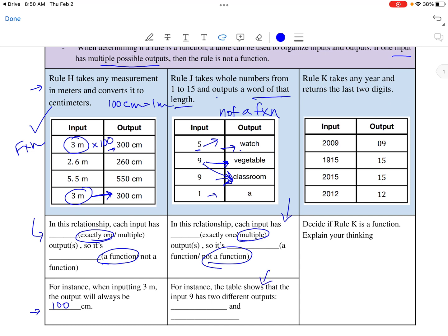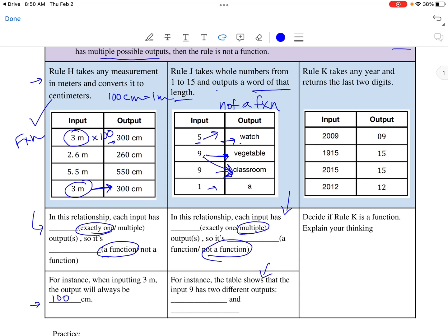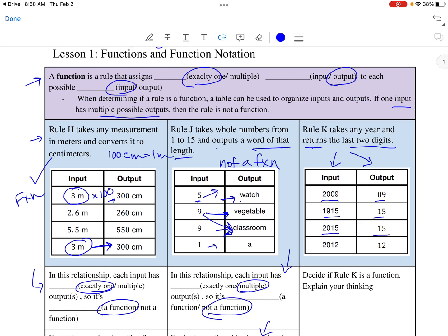And you can fill this out. Rule K takes any year and returns the last 2 digits. So the input is the year in 4 numbers, and the output is the last 2 digits. So put in the year 2009, get out 09. Put in 1915, get out 15. Uh-oh. Put in 2015, also get out 15. So let's see, is this a function? We put in 2 different inputs and got the same output. Is that allowed in a function?